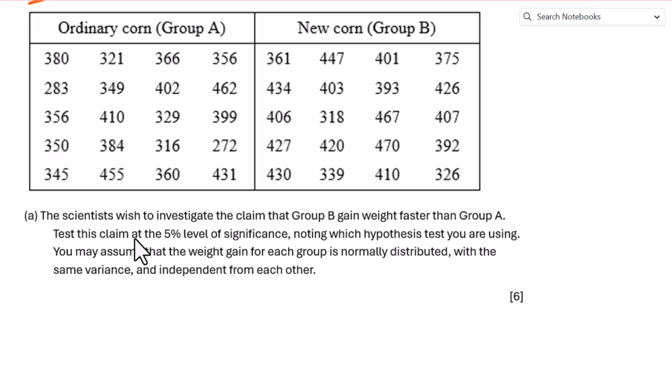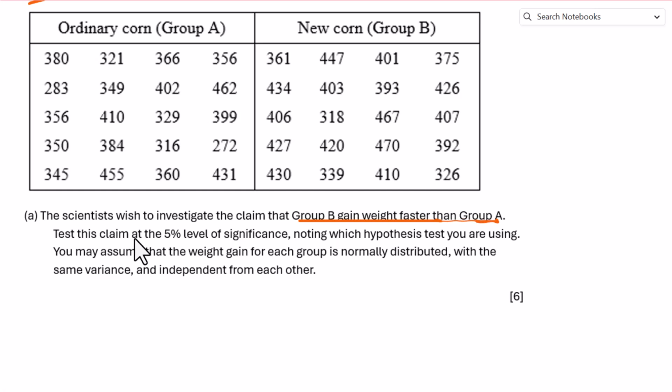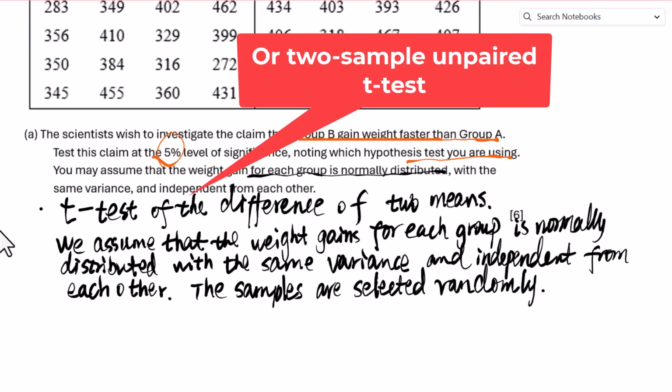A. The scientists wish to investigate the claim that Group B gained weight faster than Group A. Test this claim at a 5% level of significance, noting which hypothesis test you are using. You may assume that the weight gain for each group is normally distributed, with the same variance and independent from each other. We got to use t-test of the difference of two means.